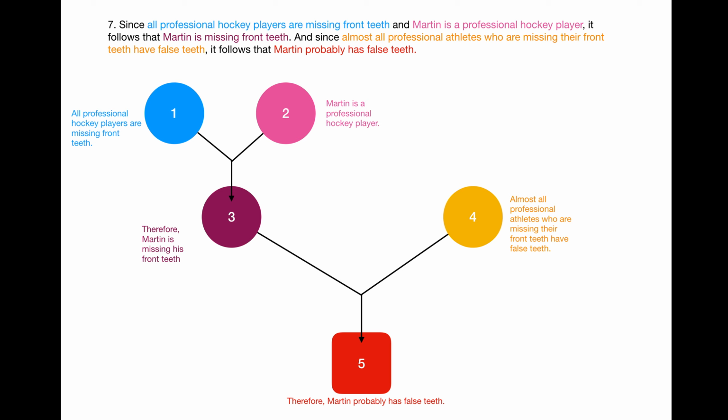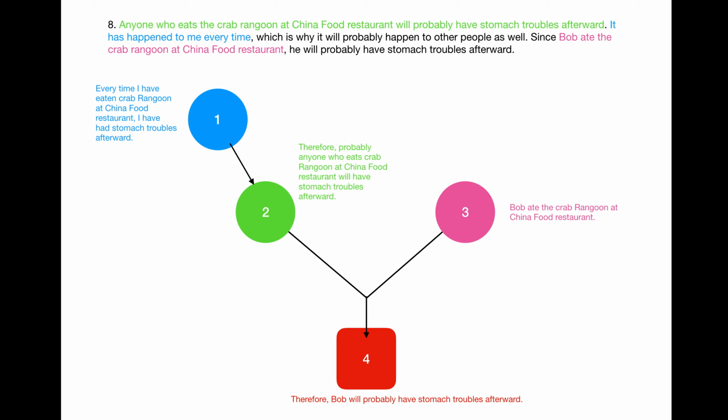We don't know anything about him. So when we put them together, Martin's missing his front teeth, and we already know he's a hockey player. And then we add 4, professional athletes who are missing their front teeth, almost all of them have false teeth. Then we put them together and we can get that Martin probably has false teeth. We can't definitively say it because it doesn't say all professional athletes have false teeth, but it says almost all. So we have a probably there, a most likely, okay? I think that one's a little easier to understand. All right, 8. I know, we're almost done.